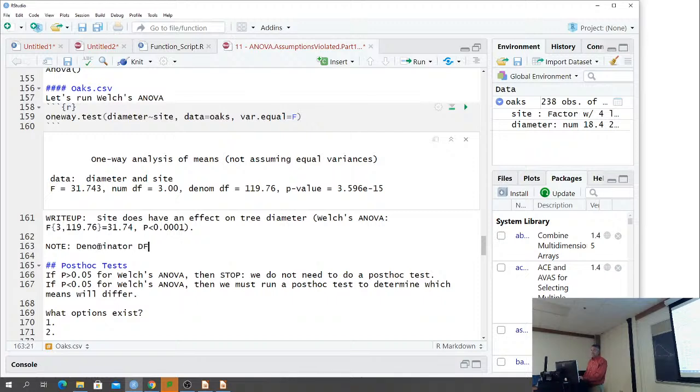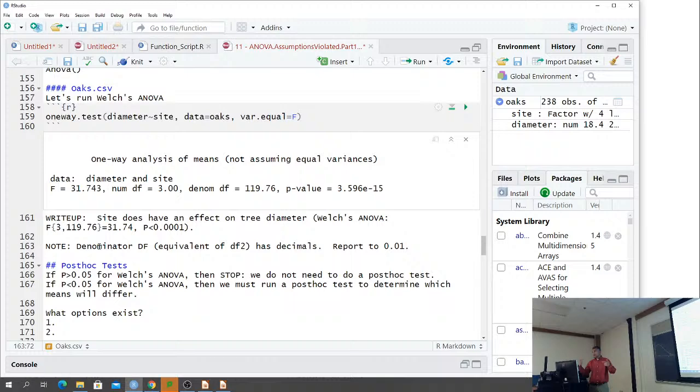Denominator degrees of freedom, which would be the equivalent of DF2, has decimals, and we had a good question. Report to 0.01. I think that would be a good thing to include. All right, so we have a difference.